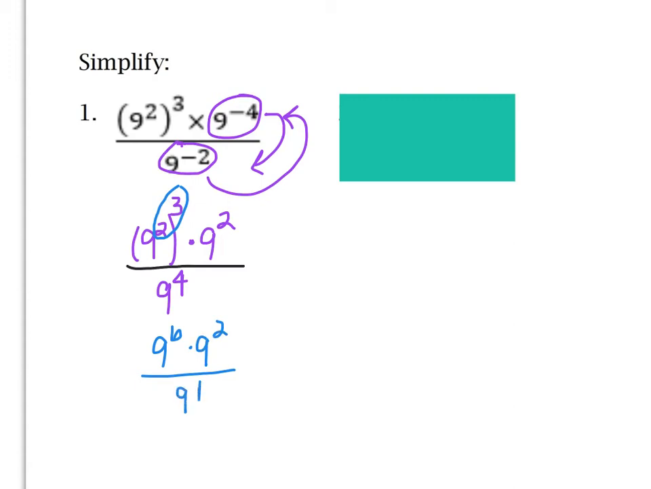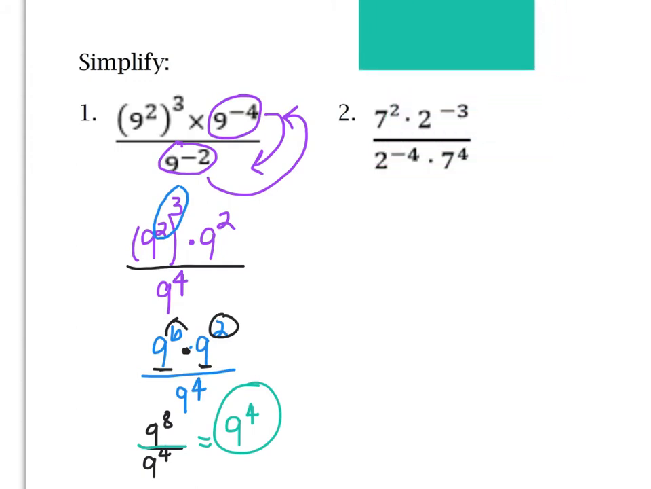Rewrite everything else. I can still combine. My numerator, I'm multiplying with like bases, so I add my exponents. So 6 plus 2 is 8, so I get 9 to the 8th power over 9 to the 4th power. Like bases, my last step, since I'm dividing, is going to be to subtract my exponents, and 8 minus 4 is 4, so 9 to the 4th power is my final answer. As always, pause whenever you need to make sure you've got all this down so that you can refer to it when you get to your own practice.